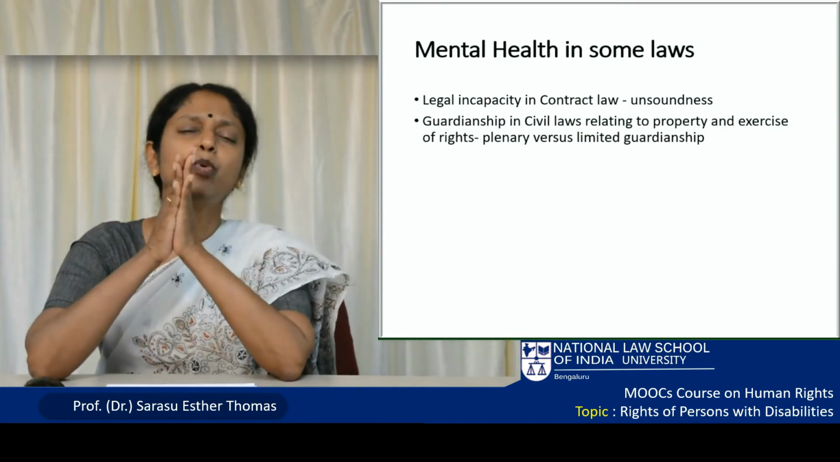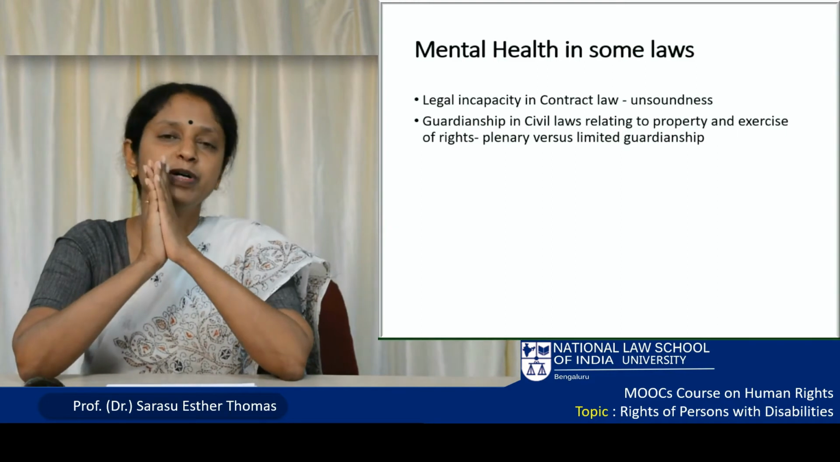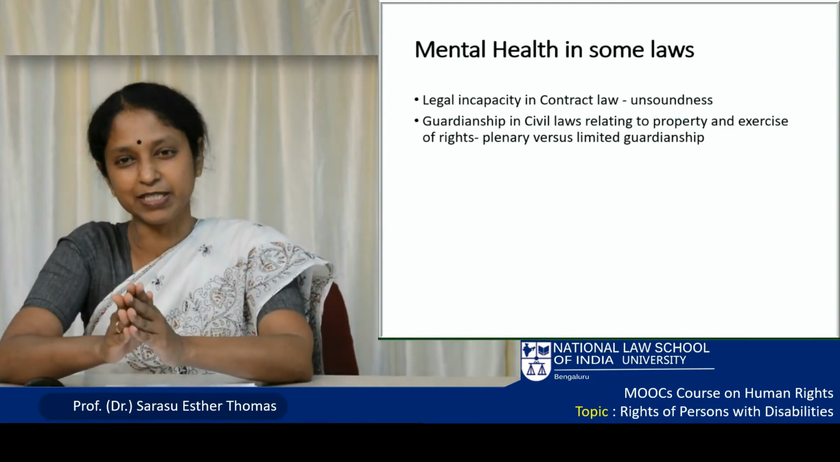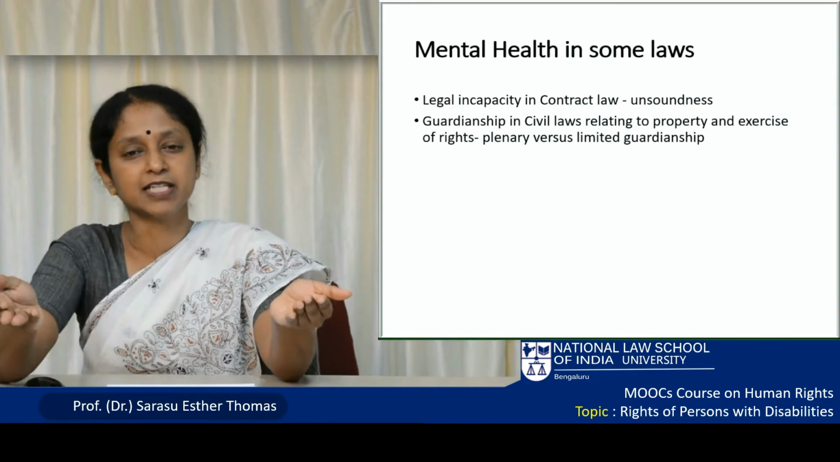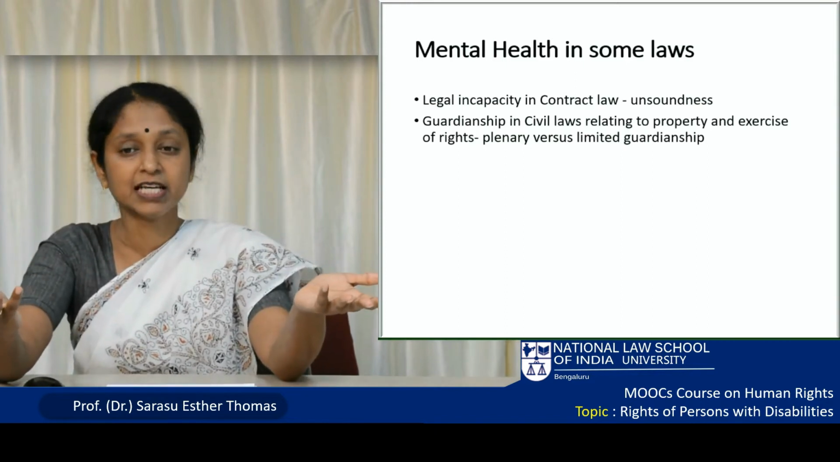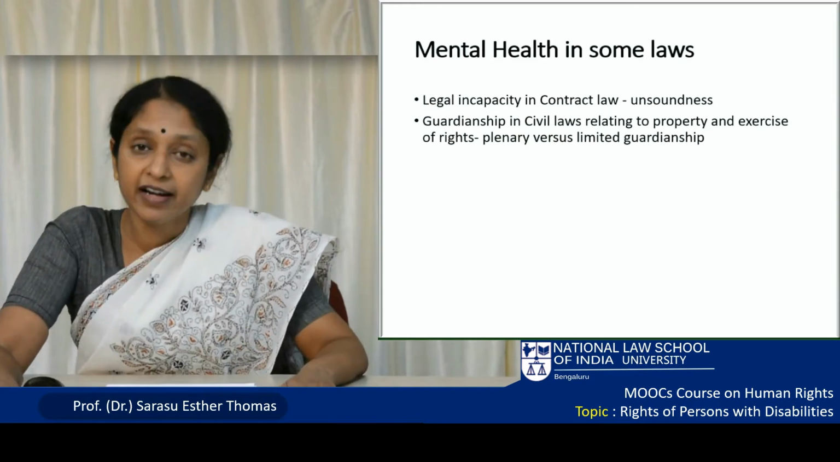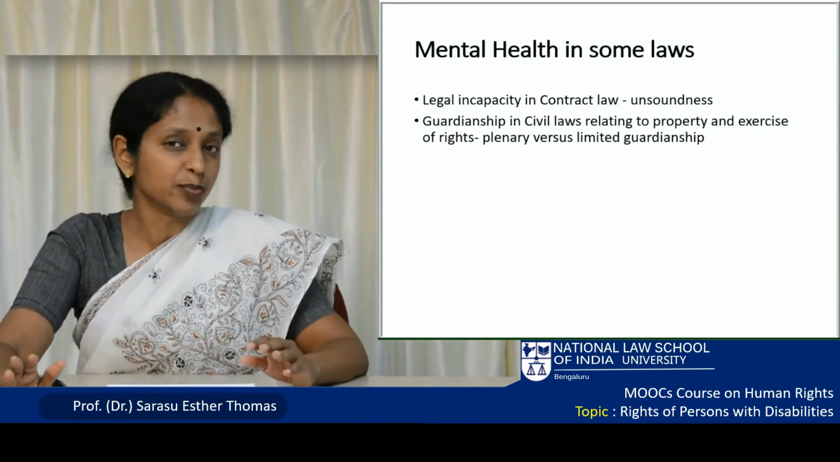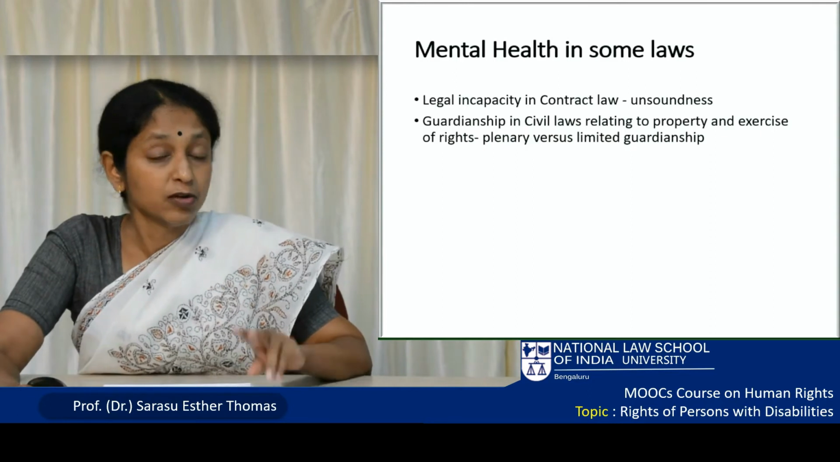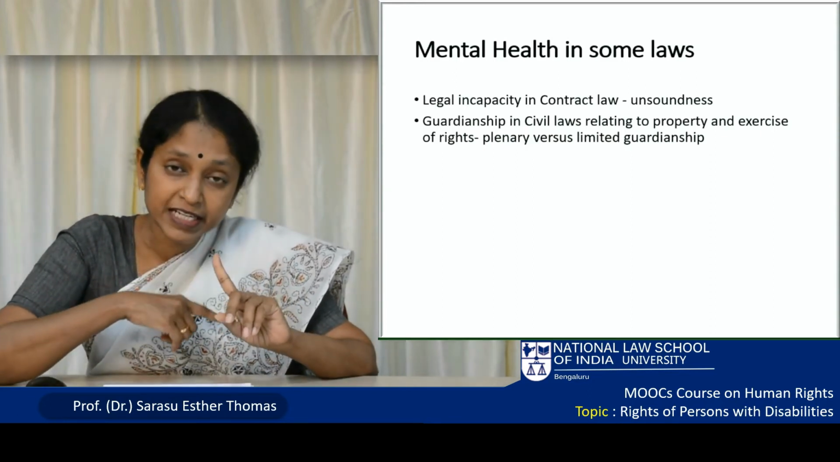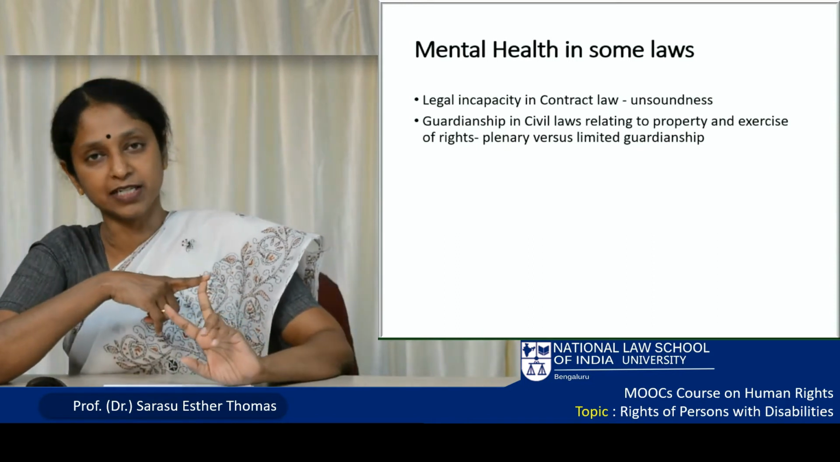In this context, what does guardianship of a person with disabilities mean? In the context of mental disabilities, a person with mental disabilities not having legal capacity is often treated as someone who should be under the care of a guardian who will take decisions on behalf of this person. Now, there are two ways of looking at this guardianship. The first is plenary guardianship and the other is limited guardianship.